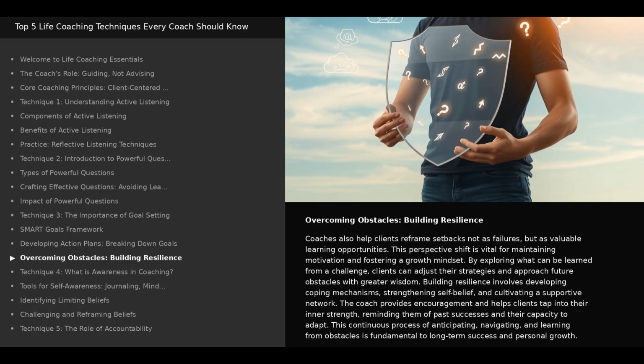By exploring what can be learned from a challenge, clients can adjust their strategies and approach future obstacles with greater wisdom. Building resilience involves developing coping mechanisms, strengthening self-belief, and cultivating a supportive network. The coach provides encouragement and helps clients tap into their inner strength, reminding them of past successes and their capacity to adapt.